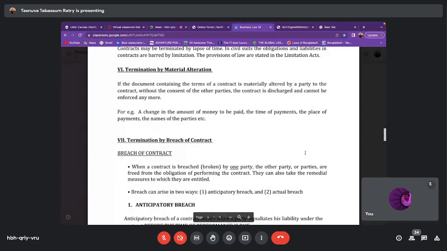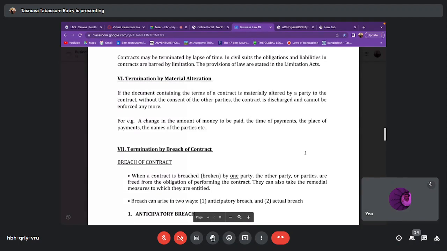Sixth situation, termination by material alteration. So if the document containing the terms of the contract is materially altered by a party to the contract without the consent of the other parties, the contract is discharged and it cannot be enforced.